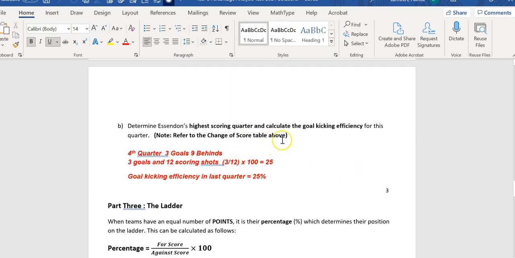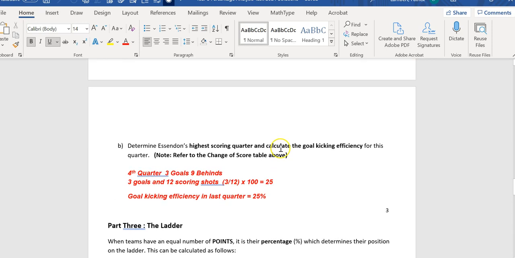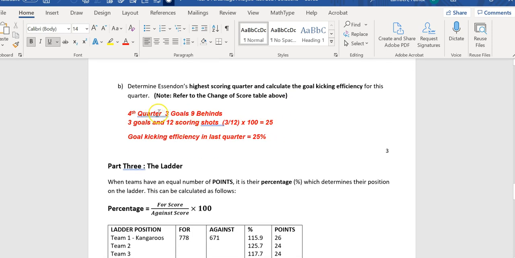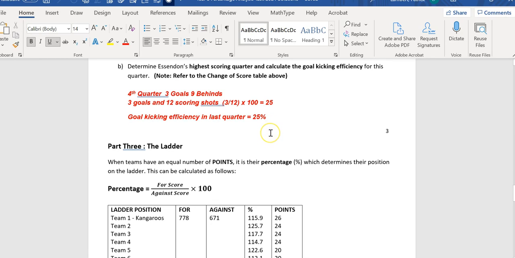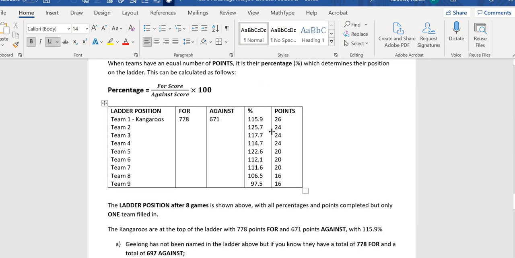Now the highest scoring quarter, and calculate the goal kicking efficiency for this quarter. So the highest one was the 4th quarter, 3 goals 9, so they had 12 shots. 3 over 12 multiplied by 100 gives you 1 quarter or 25%.